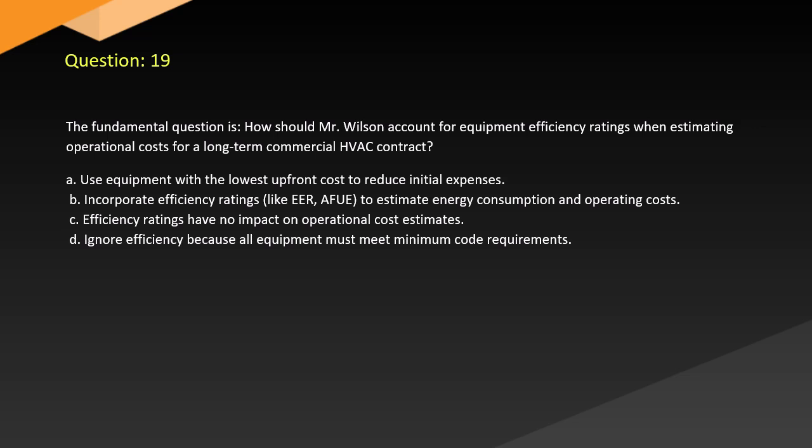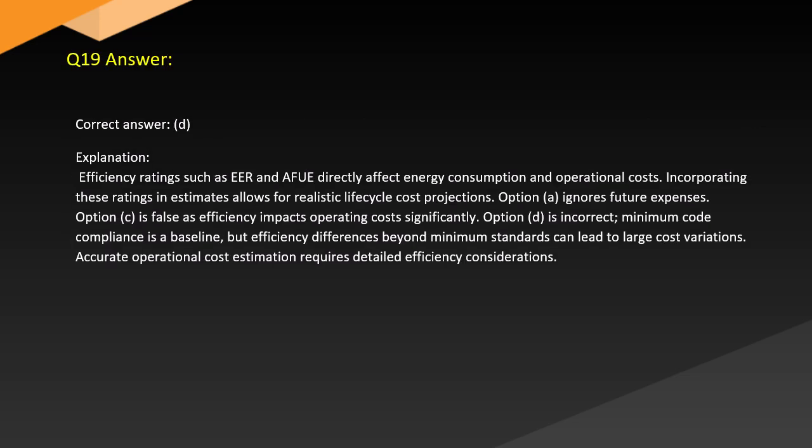C. Efficiency ratings have no impact on operational cost estimates. D. Ignore efficiency because all equipment must meet minimum code requirements. Answer. Correct answer: D. Explanation. Efficiency ratings such as EER and AFUE directly affect energy consumption and operational costs. Incorporating these ratings in estimates allows for realistic lifecycle cost projections.